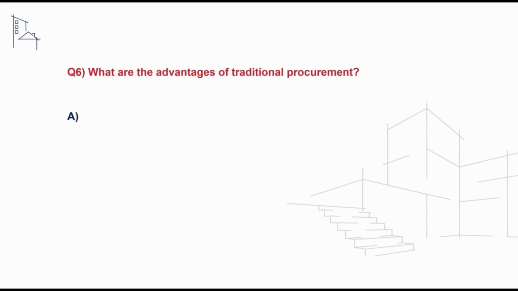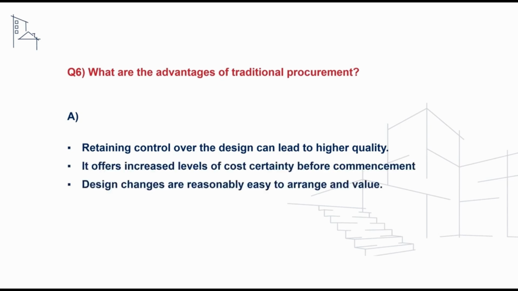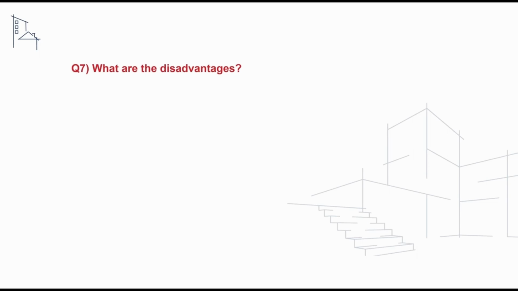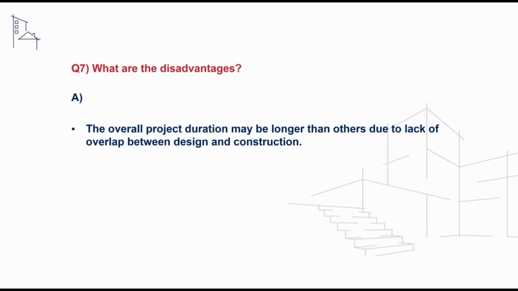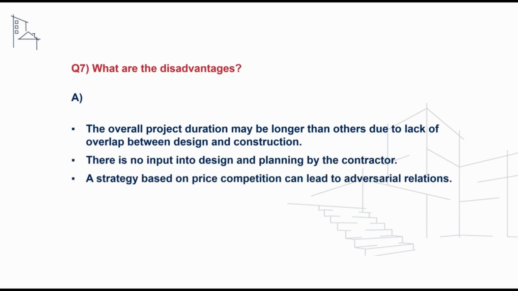We may also be asked a question on the key advantages of traditional procurement. And to address this, we can say that retaining control over the design can lead to higher levels of quality. It offers increased levels of cost certainty before commencement, and design changes are reasonably easy to arrange and value. A follow-up question we may receive is, what are the disadvantages of traditional procurement? And to address this, we could say that the overall project duration may be longer than others due to a lack of overlap between design and construction. There is no input into design and planning by the contractor, and a strategy based on price competition can often lead to adversarial relations.